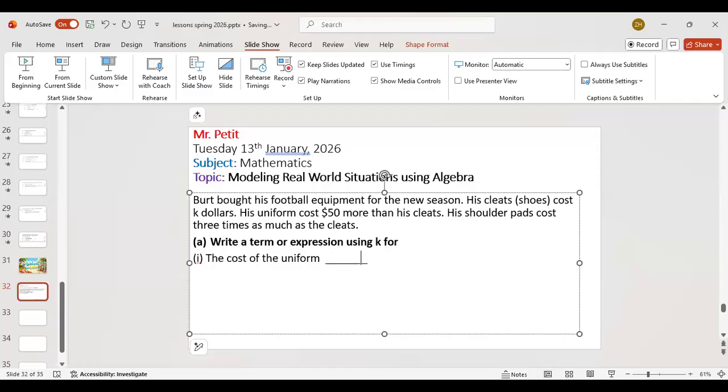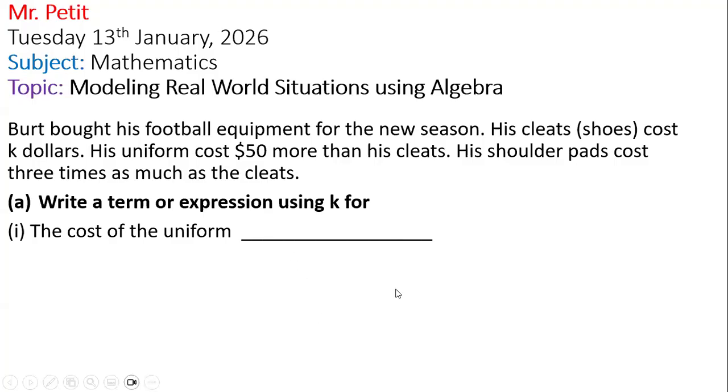Okay, so let's go ahead and consider this word problem. Interesting word problem. But if you don't like word problems, just like me, I didn't like word problems. But once you get used to it, it's going to be very easy for you. All right, so go ahead.